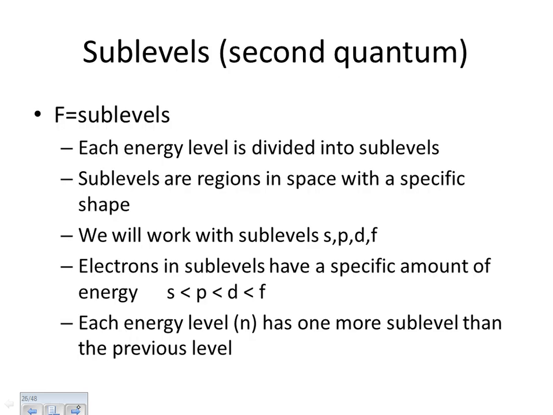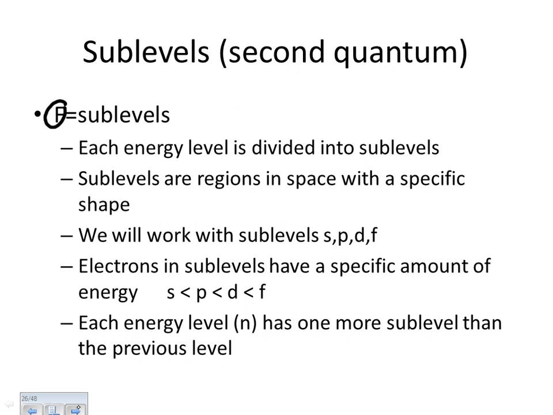Now sublevels is going to be the second quantum number. It's represented by the l. So each one of those energy levels we just talked about is divided into specific sublevels, and those are regions of space that have a very specific shape. We can only really define 2 of those shapes. The other ones get kind of weird. But just like our energy levels had different amounts of energy, these sublevels within those energy levels also have different amounts of energy as well.